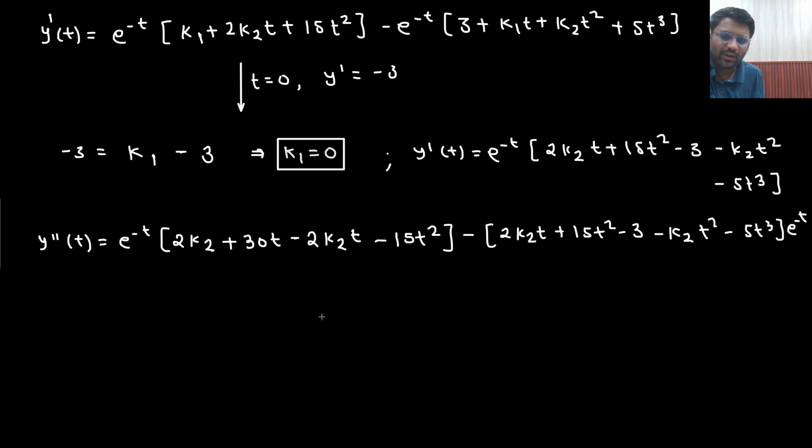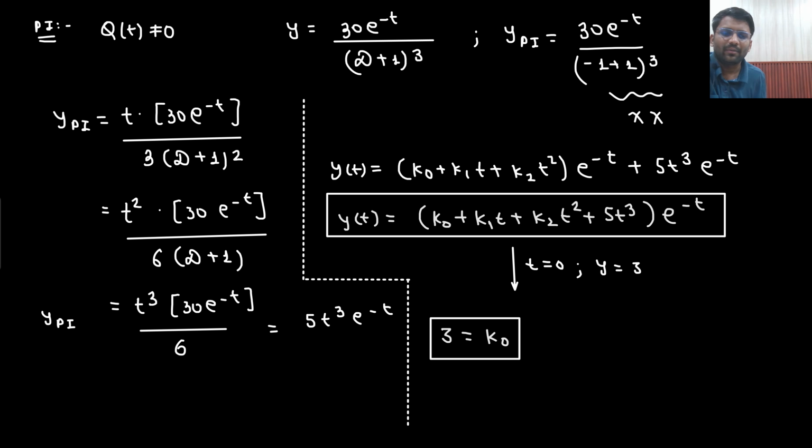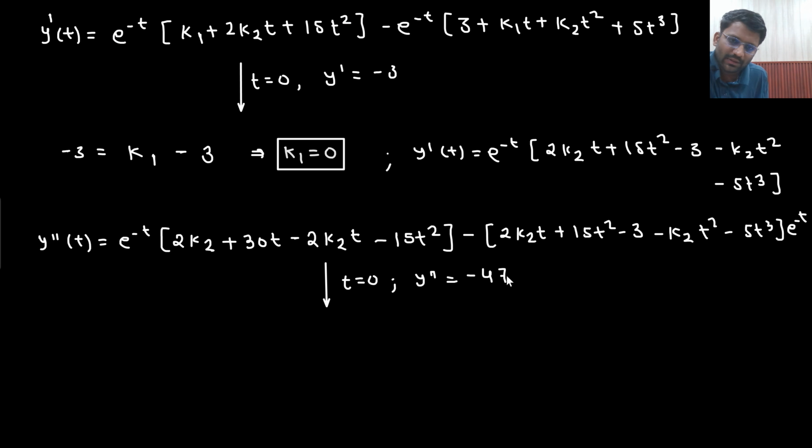Now what you need to do? Here you need to put t equals to 0. So if you put t equals to 0, y double dash will come out to be minus 47. So this will be 0, 0, 0. So 2k2, 0, 0, 0, 0, 0 plus 3. So what is the value of k2 you are getting from here? Minus 25. So value of k2 you are getting is minus 25.